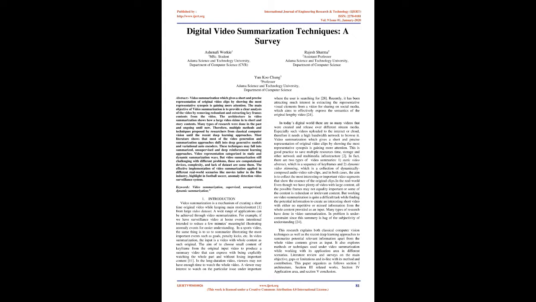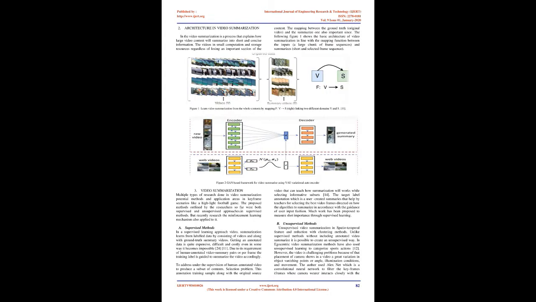In fact, there are two types of video summaries: 1. Static video abstract, which is a sequence of keyframes, and 2. Dynamic video skimming, which is a collection of dynamically composed audio-video subclips. In both cases, the aim is to collect the most interesting or important video segments that show the essence of the original clips.